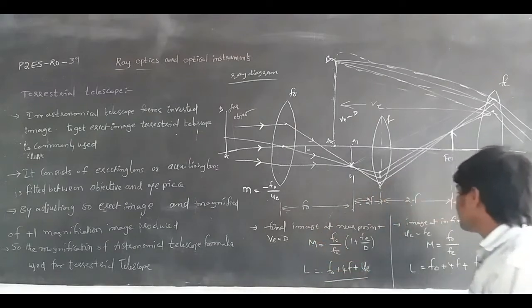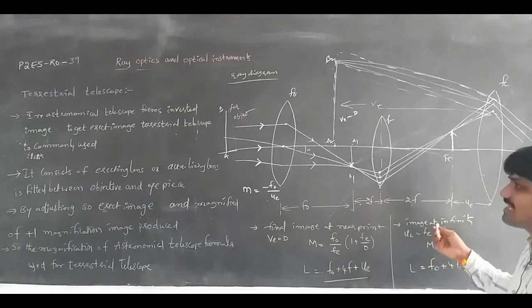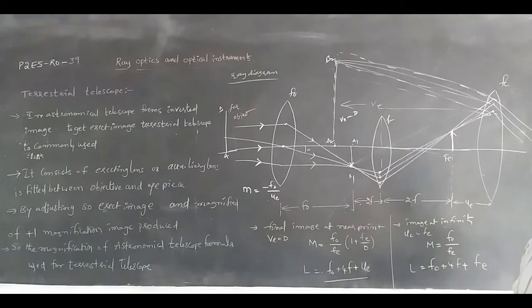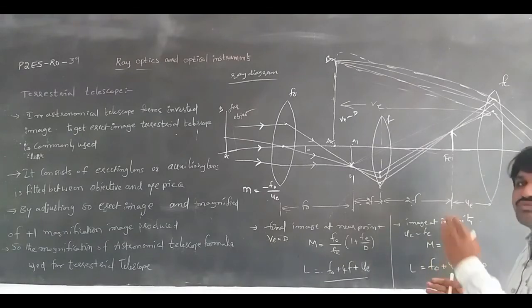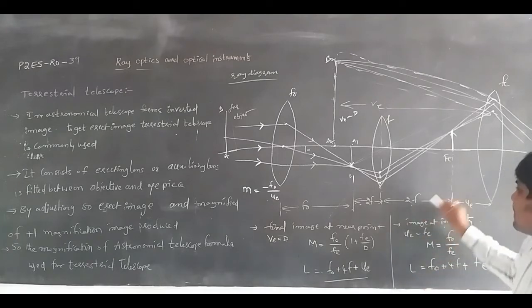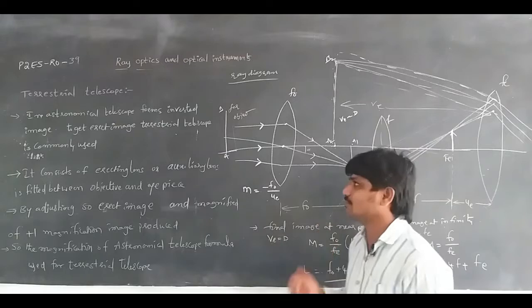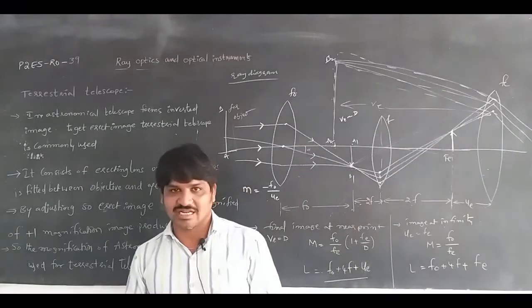If the image is formed at infinity, the object must be at the focus of the eyepiece lens, and then the image is formed at infinity. Then m is equal to f0 by fe, and the length l is equal to f0 plus 4f plus fe. This is the distance between the two lenses, objective and eyepiece. This is about the terrestrial telescope.